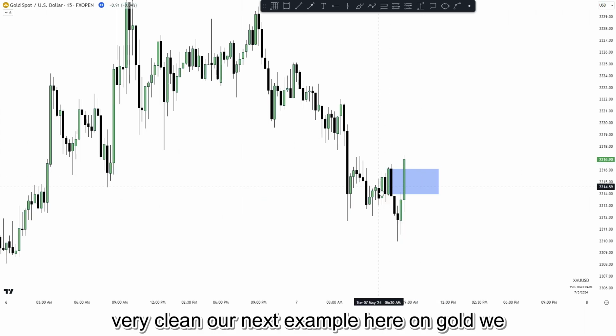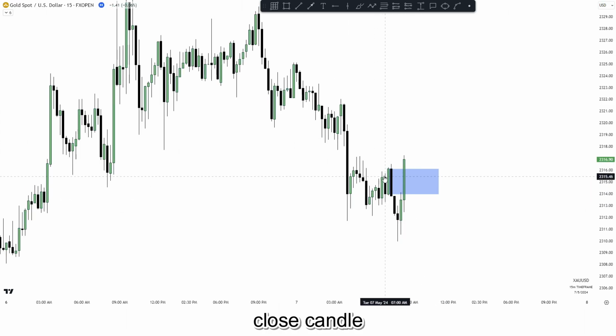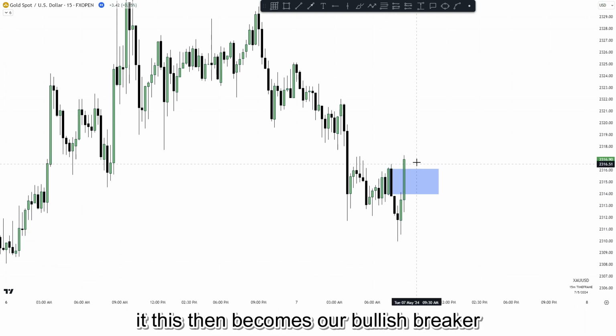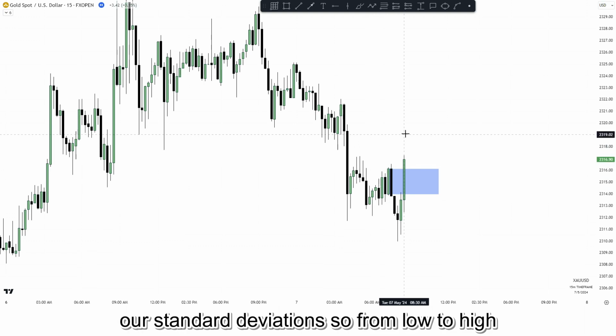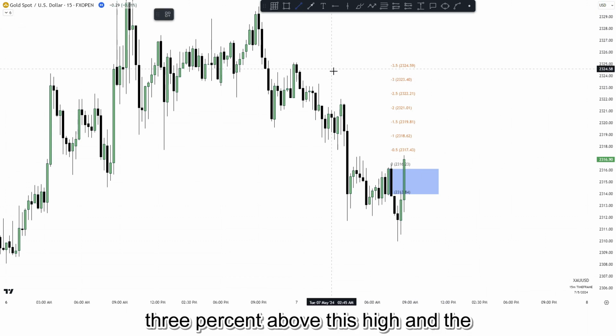Very clean. Our next example here on gold, we have this bullish breaker, this last up close candle before this lower low, and as we break above it, this then becomes our bullish breaker. Now we've identified our breaker, let's use our standard deviations. So from low to high, we get our standard deviation of 3% above this high.